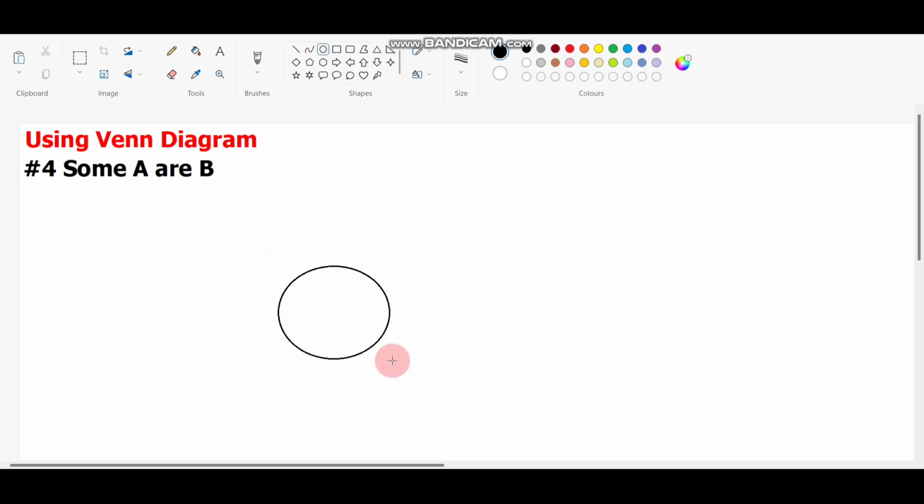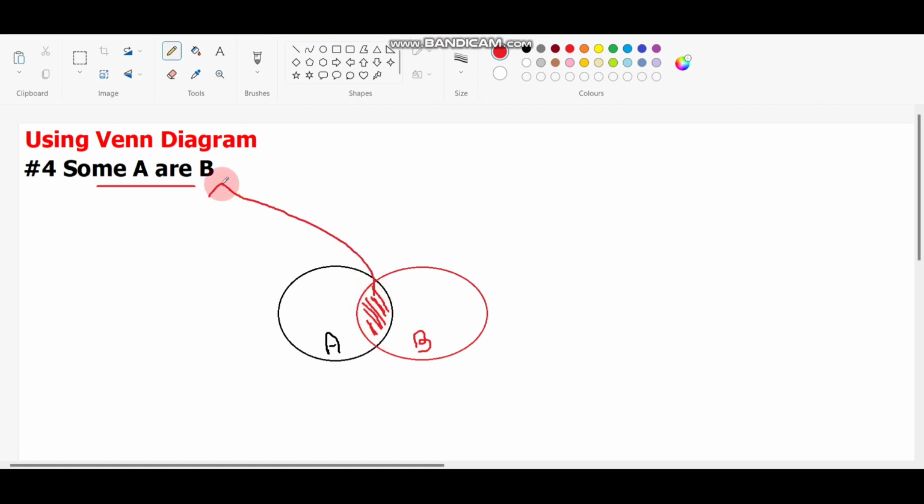Suppose I draw the first circle. Suppose this black circle is indicating that this is A. Now I'm going to draw another circle. Suppose this red circle is indicating that it is B. So here you can see by the name some A are B, this is the common portion. So we have to draw like this. This is indicating that some A are B. So only this is the portion which is indicating that some A are B.